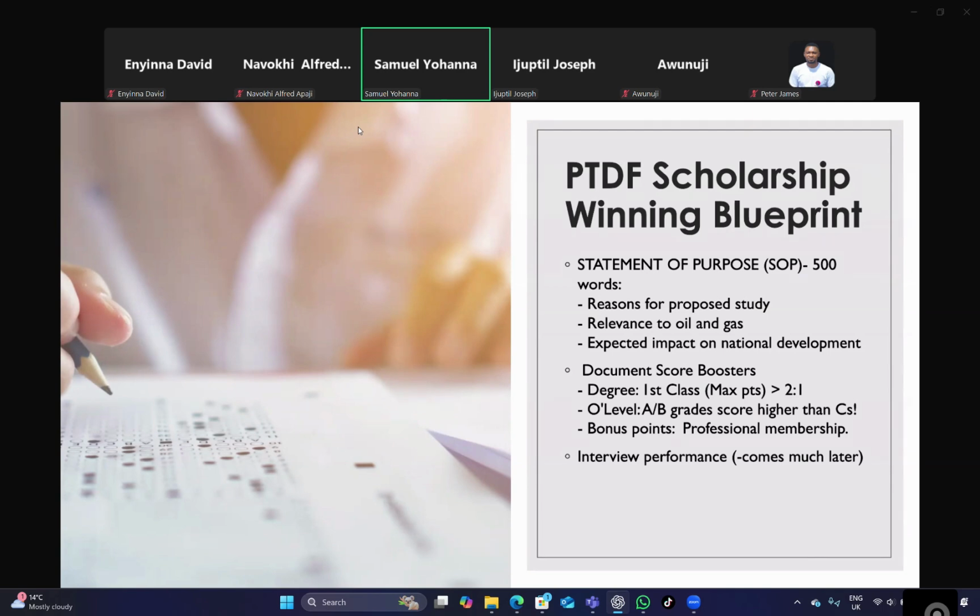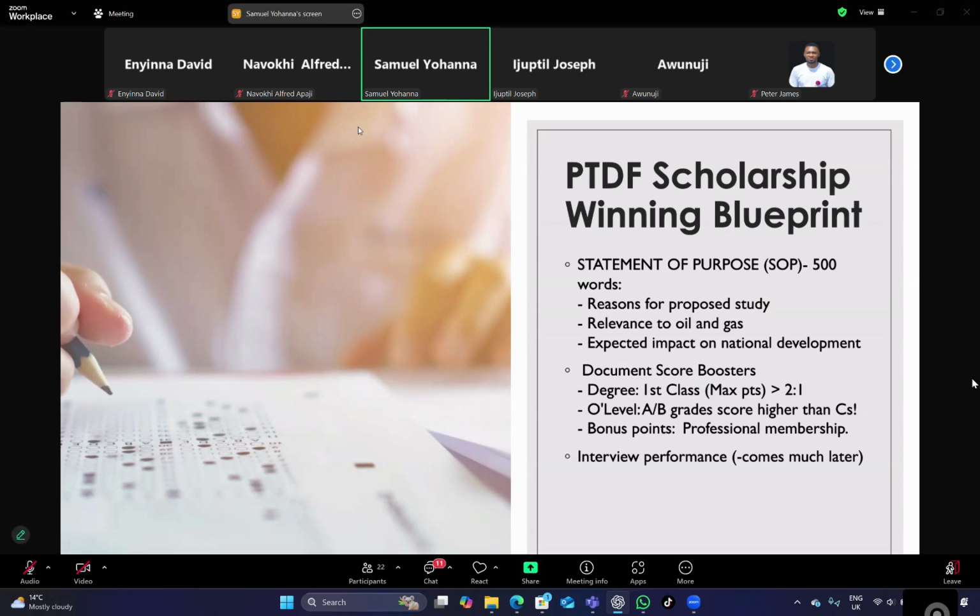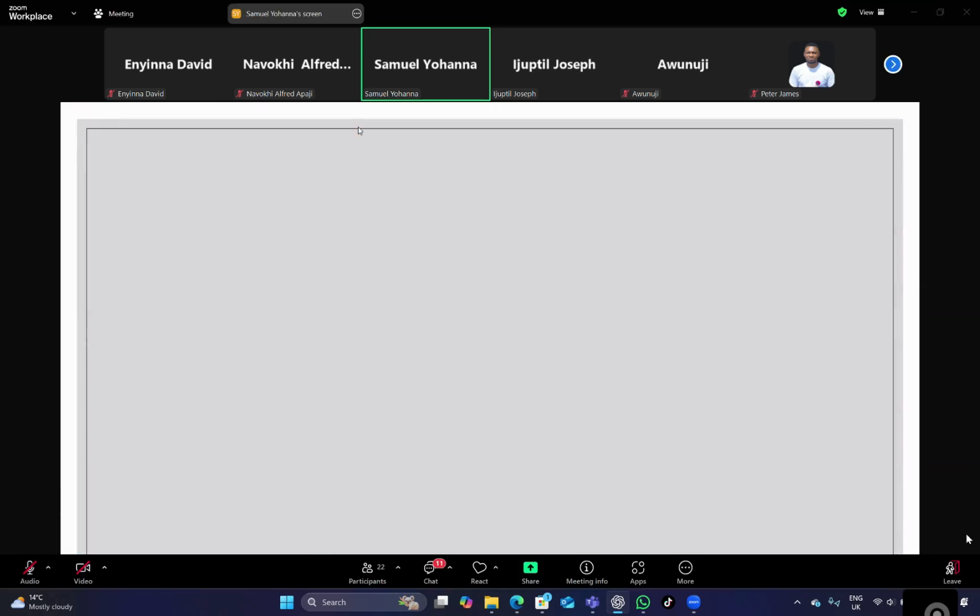And lastly, the interview performance, which comes much later when you're shortlisted for interview. So you see these three key aspects: your SOP is great, your documents are great as well, and then your performance in the interview. The addition of all these three gives you an edge in securing the PTDF scholarship.